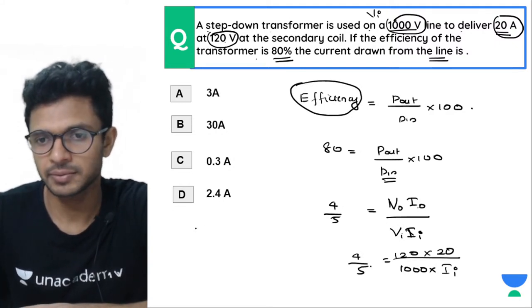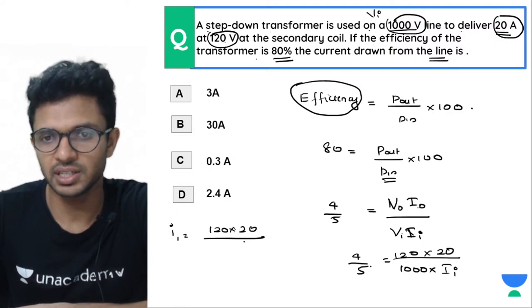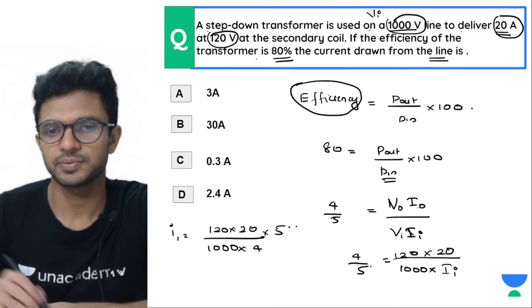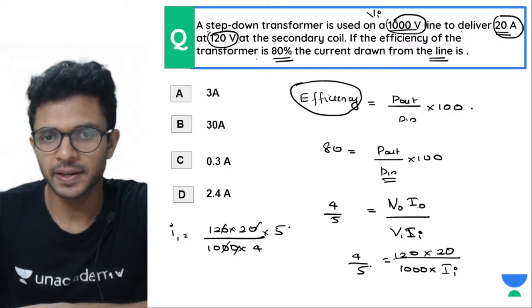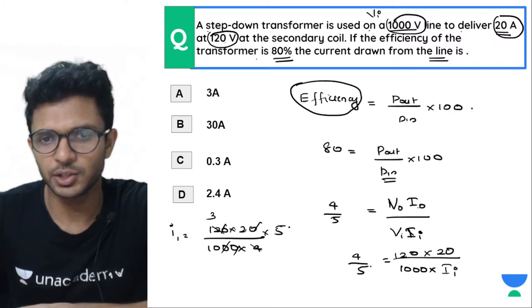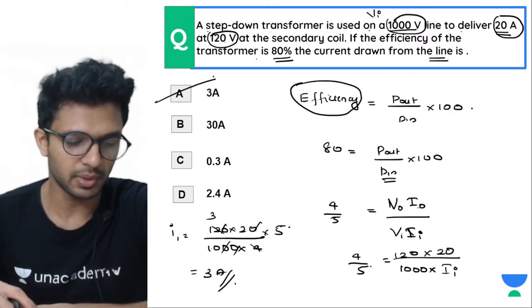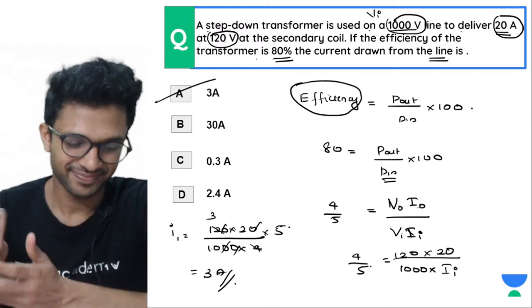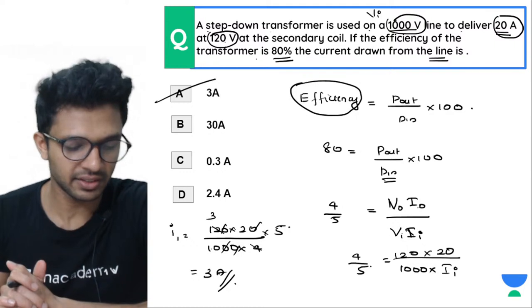4 by 5, right? Let's do the math. So I input is equal to 120 into 20, the whole divided by 1000, then into 5 by 4, right? Then what do we have, 0, 0, cancel ho gaya, right? So 4 and 12, 3 times, 5 twos are 10, this 10 cancels, what remains is 3 ampere. Option A, our answer. Ho gaya, right? So we got the option A as our answer.